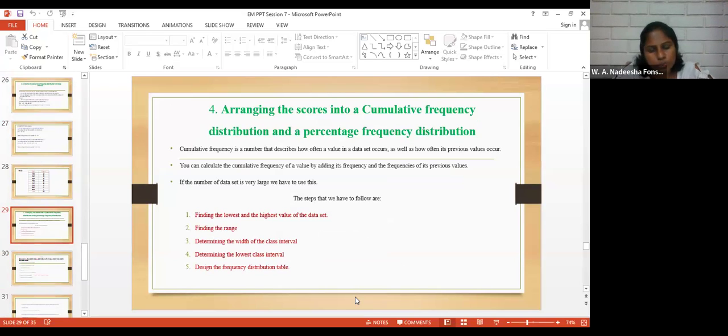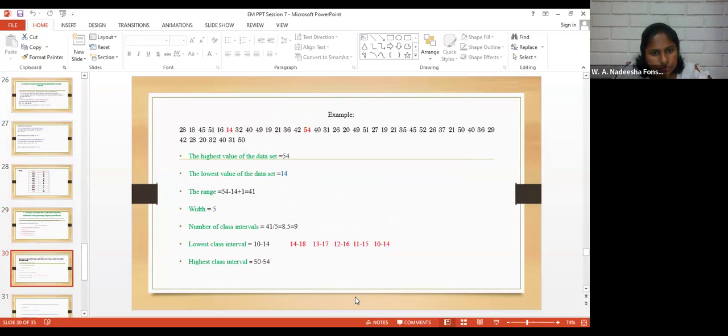Then using the class intervals, we have to define cumulative frequency and percentage frequency distribution. To make that table, we have to arrange our data into ascending or descending order. Most probably we use ascending order. Then we find the highest value, then the lowest value, and take the range. Then we decide what would be the width. Then we can decide the number of class intervals by dividing the range by the width. We have to take the nearest higher integer. Then we define the lowest class interval according to the rule and the law.